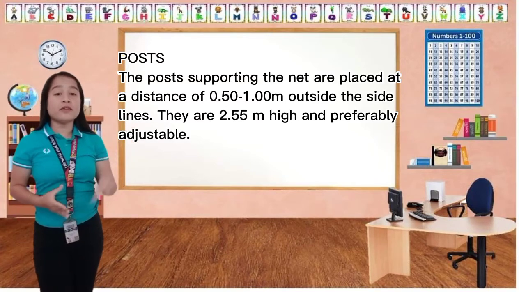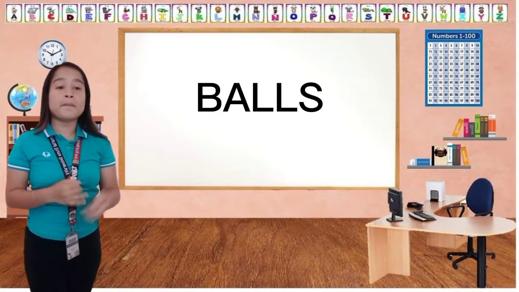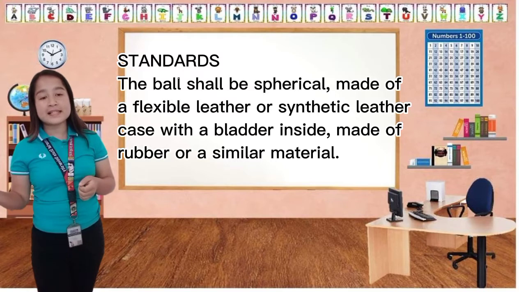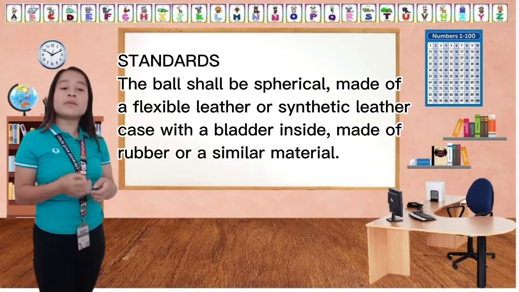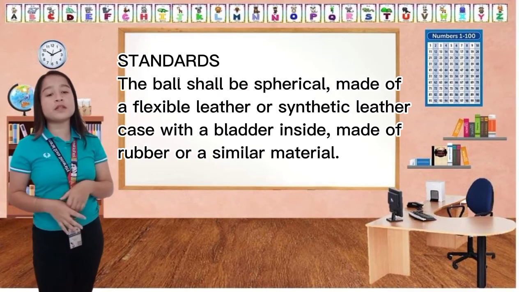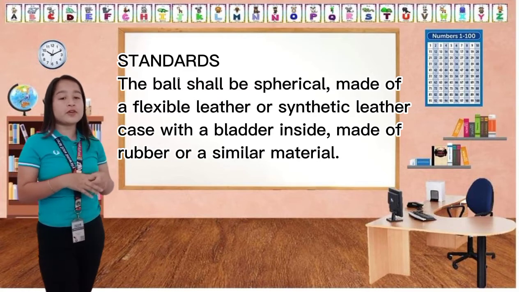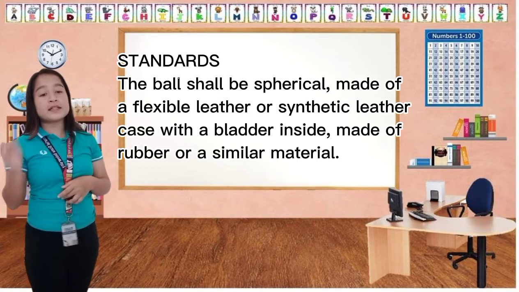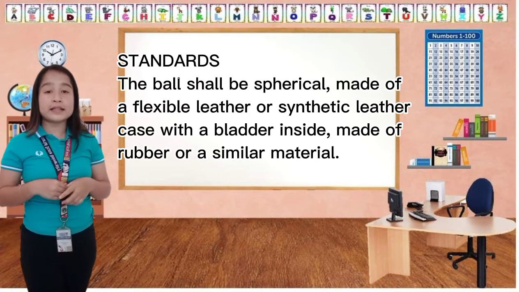Then the balls of the volleyball. The standard is the ball shall be spherical, made of a flexible leather or synthetic leather case with a bladder inside, made of rubber or similar material. The synthetic leather material and color combinations of balls used in international official competitions should comply with the FIVB standards. Its circumference is 65 to 67 centimeter and its weight is 260 to 280 grams.